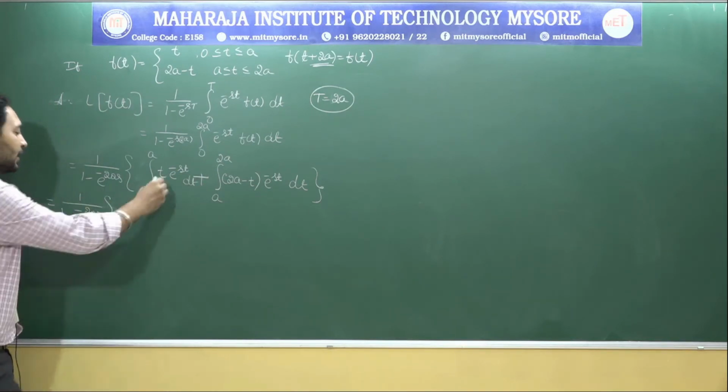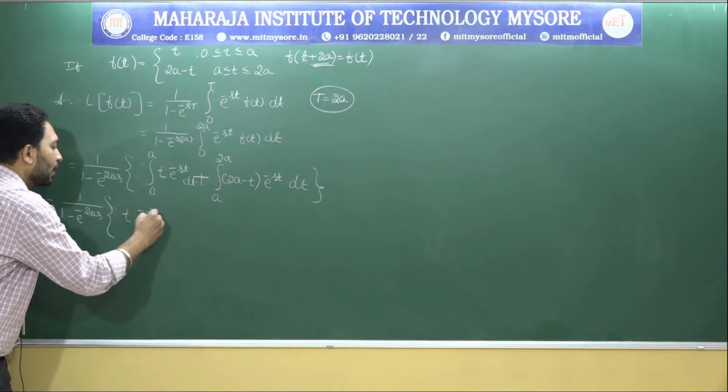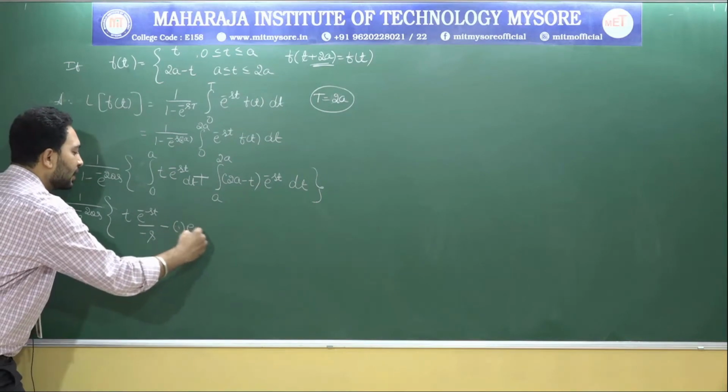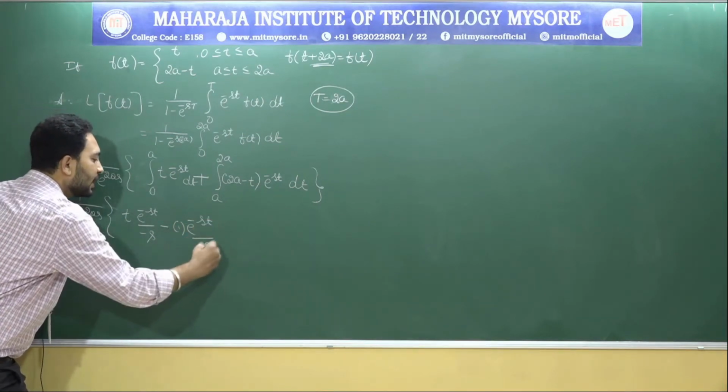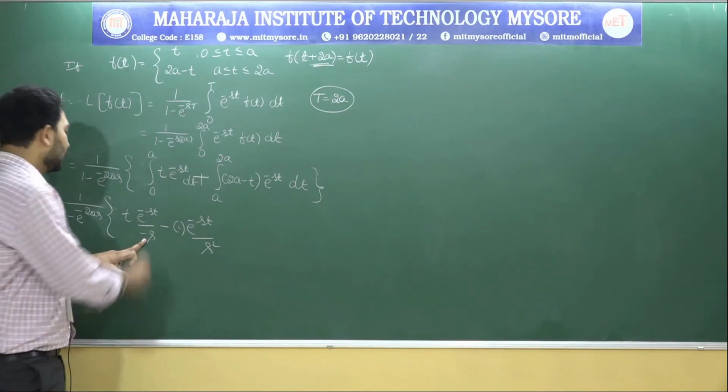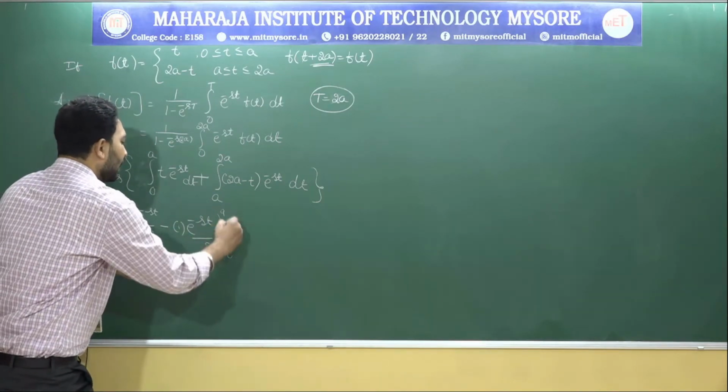Integration by parts. Integrate this: t into e power minus st divided by minus s, minus differentiation of t, which is 1, into integration of this, e power minus st divided by s square, because already we have minus s. So for the limit 0 to a.